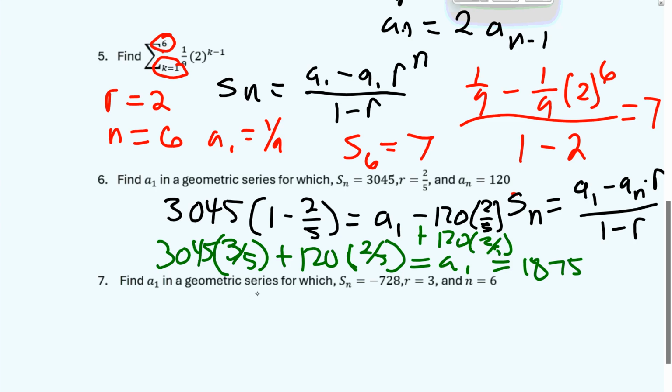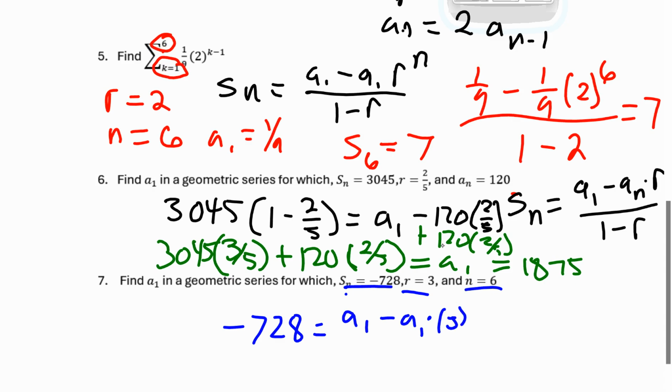Okay, next one. Again, we want to find A sub 1, but this time we're given an R and an n. So I'm going to use this formula right up here for number 5 that we kind of used. We're just going to rework it, right? So I know S sub n, negative 728. And then we don't know A sub 1. But this A sub 1's multiplied by R, which we do know is 3, and that's being raised to n, which is 6, over 1 minus R. So that's a multiplication dot there.